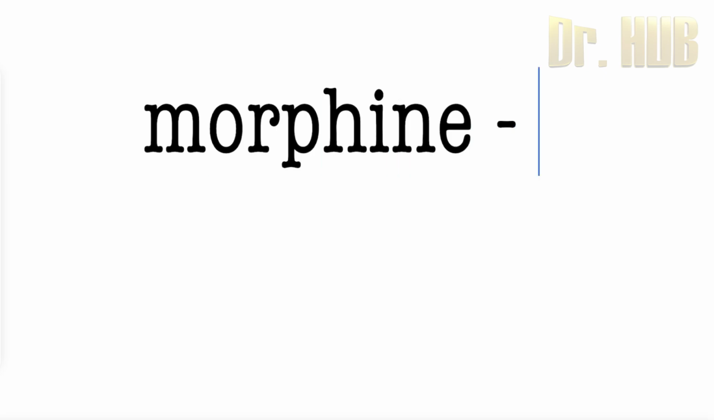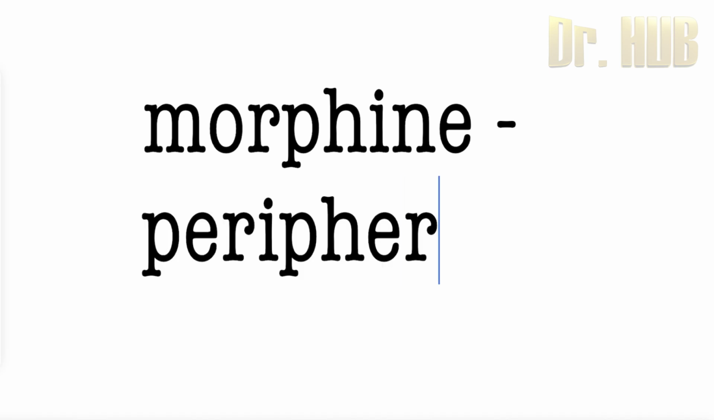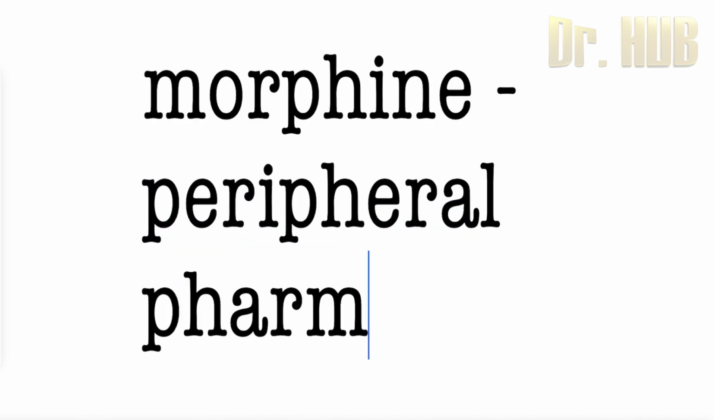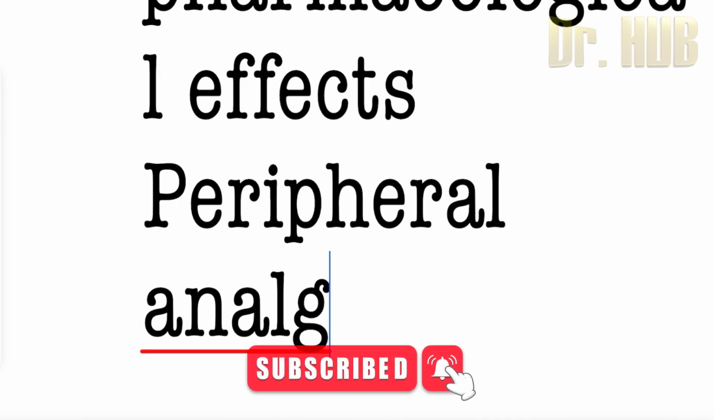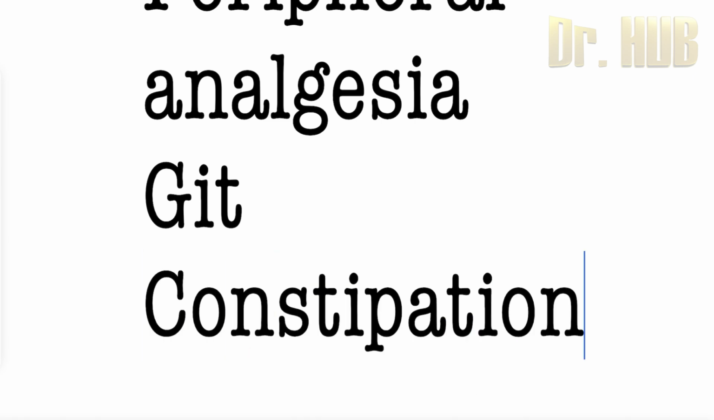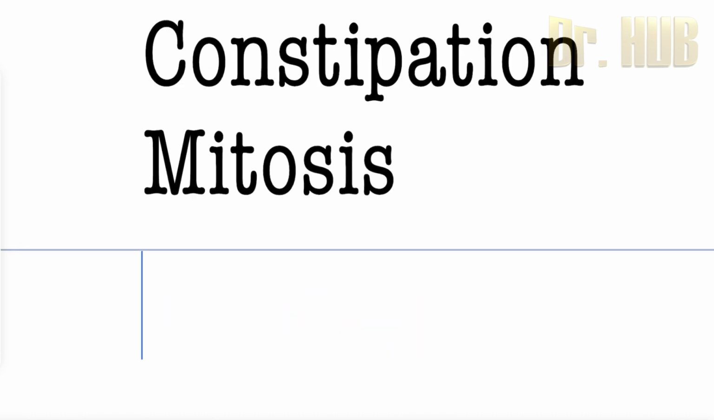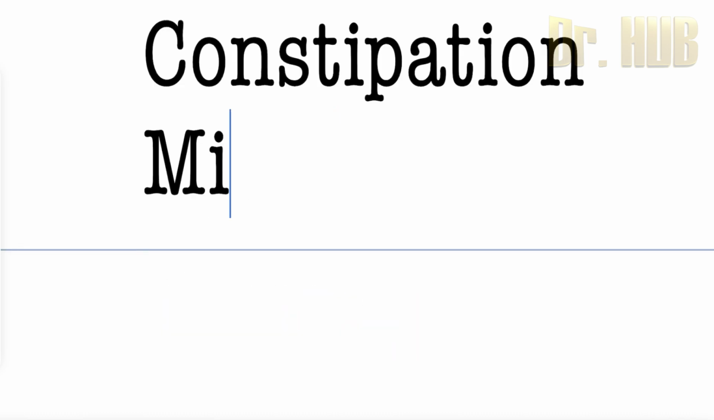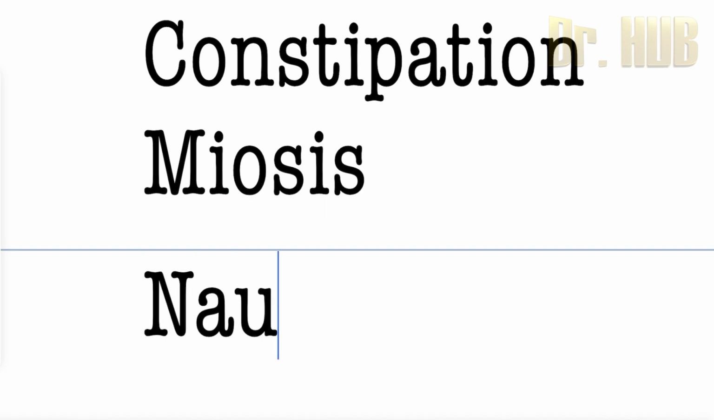Morphine. Now let's look at the peripheral pharmacological effects. In the earlier video, we saw the central pharmacological effects. Now let's move on to the peripheral pharmacological effects. Peripheral pharmacological effects can lead to peripheral analgesia. Then upon the GIT, it can cause constipation. Next, it can also lead to miosis, that is constriction of the pupil. And it leads to nausea as well as vomiting.